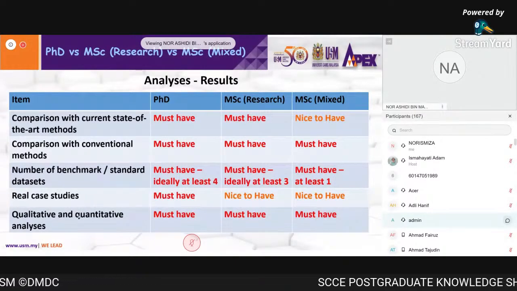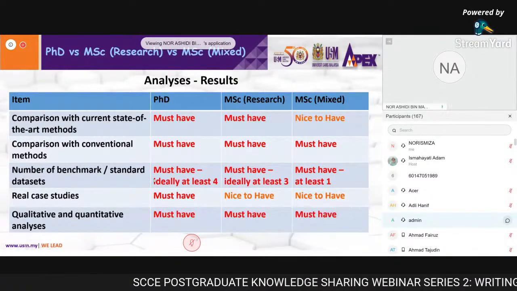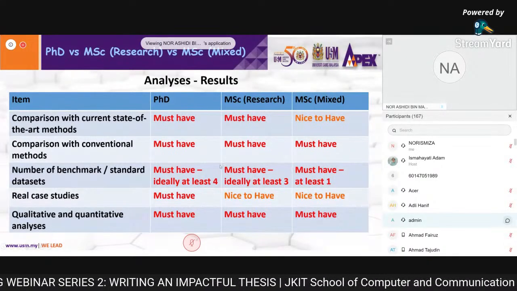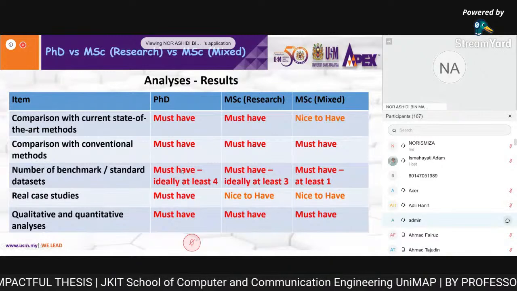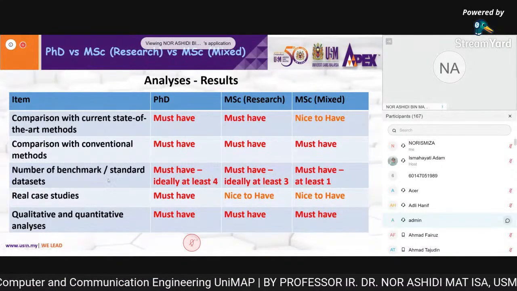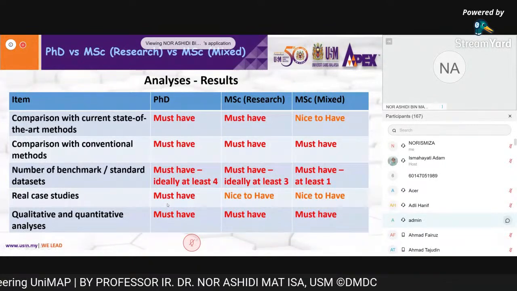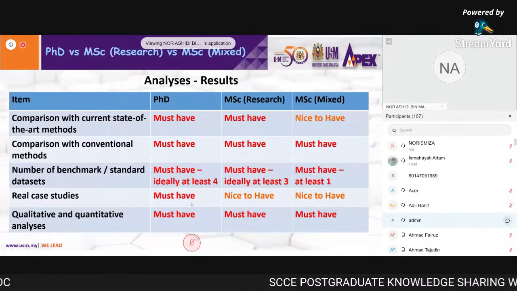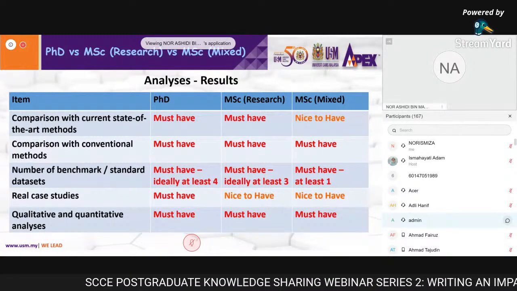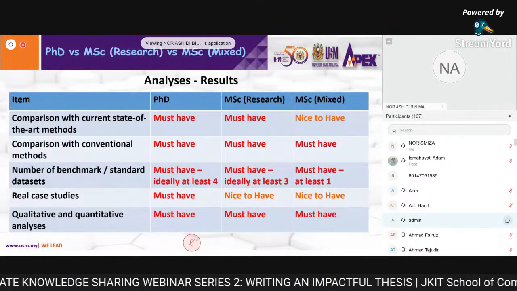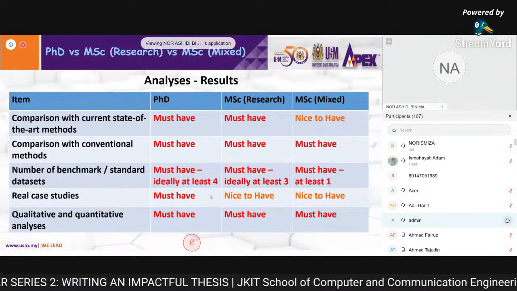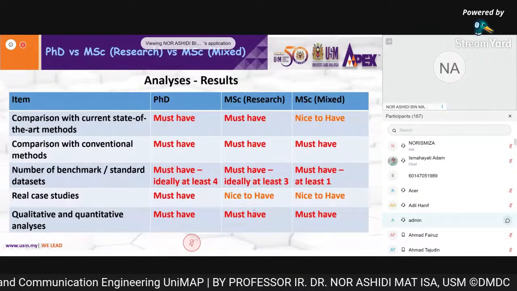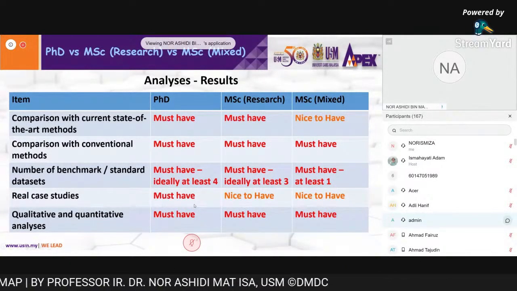Okay, and for real case studies for the PhD, please have at least one case study. After you test with the standard benchmark data set, try to use your own case study data set to show that your technique is reliable and applicable for real world scenarios. This is one way to differentiate between PhD and master research. Master research, it is only nice to have, but for the PhD, it is a must have.